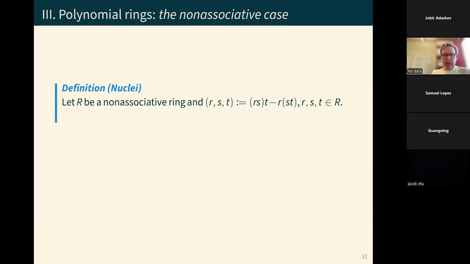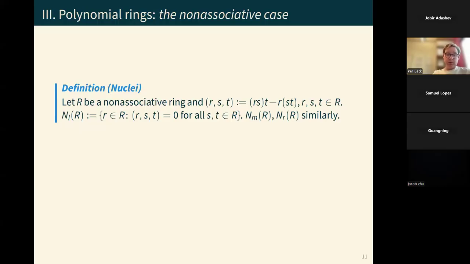So I will denote the associator with parentheses. So this measures the non-associativity of elements. And then the left nucleus will be the set of elements that associate with everything from the left. And similarly, you can define the middle and the right nucleus.